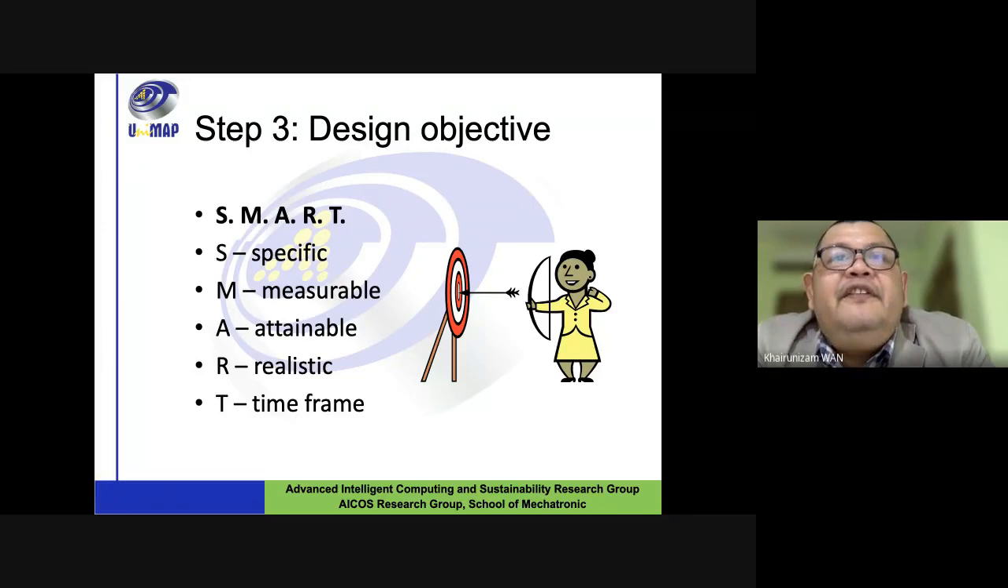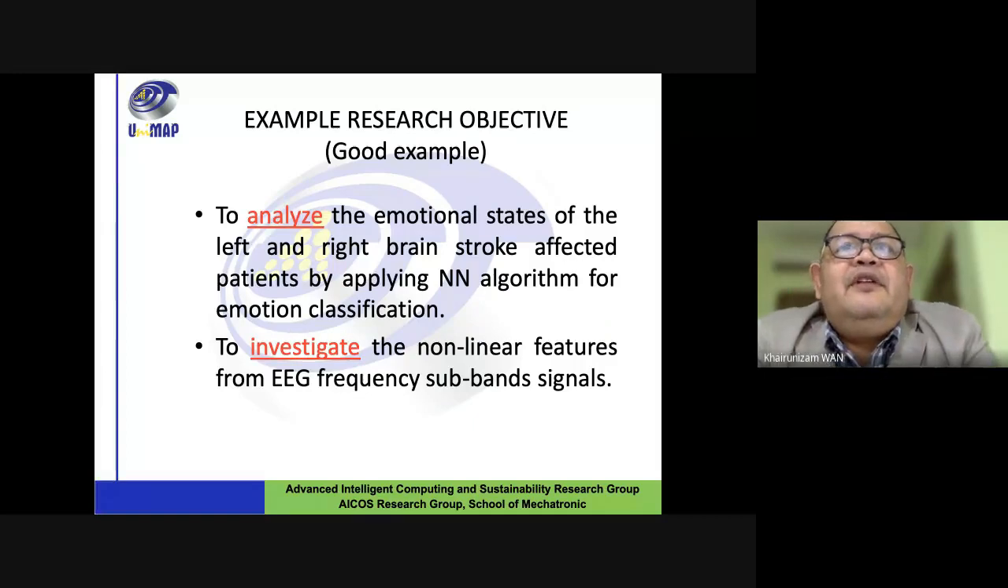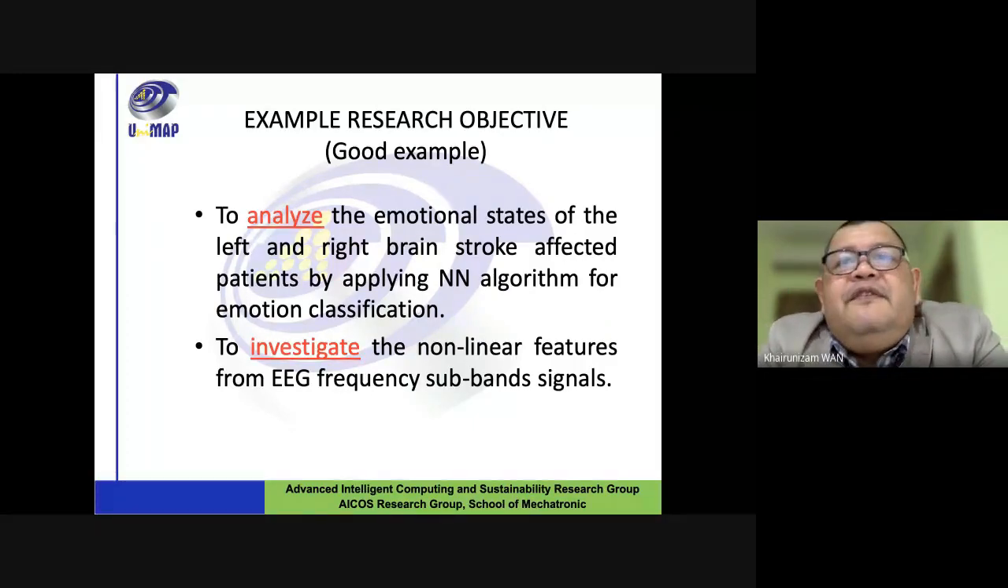For first year, second year, or third year students, next year when you enter fourth year and want to start the final year project, please try to search or Google the SMART criteria, then design the research objective. Make sure that your objective is specific, measurable, attainable, realistic, and time-framed. I share with you an example of a good research objective. Okay, this is a good example of a research objective.